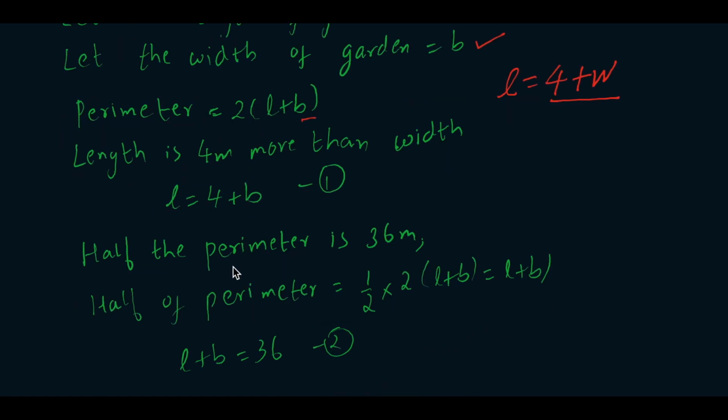Now our first statement is half the perimeter is 36 meter. The formula for perimeter is 2 times length plus breadth, that is 2 times L plus B. So its half will be just L plus B. So half of the perimeter is L plus B, and the value of L plus B is 36. Now you have two equations. First is L equals 4 plus B and second is L plus B equals 36.